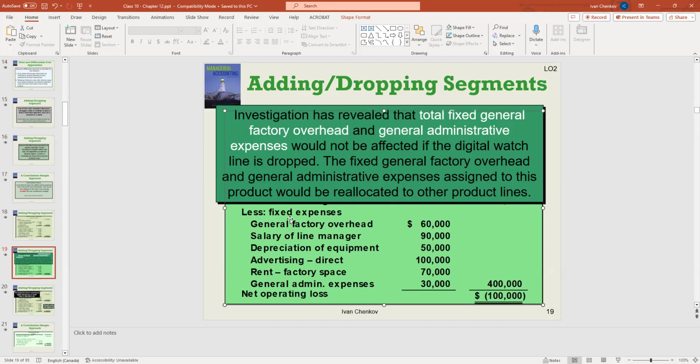So since they're common costs, are they relevant for the calculation of the net operating income for this division? Absolutely not. Common costs should not be traced to the division. Only traceable costs, the costs that you can avoid if you drop the division.